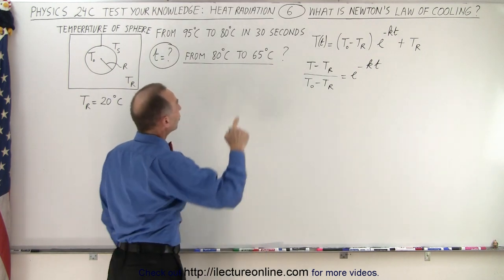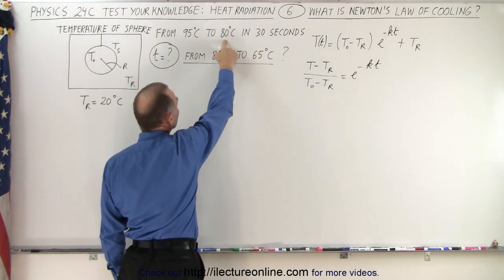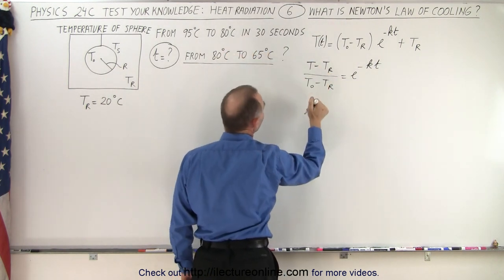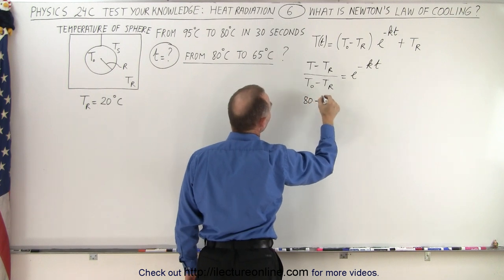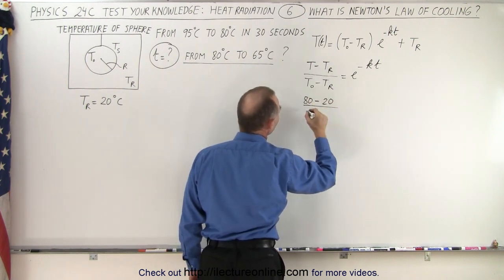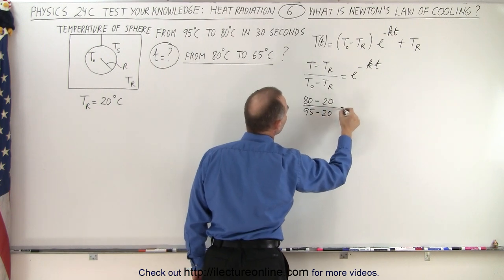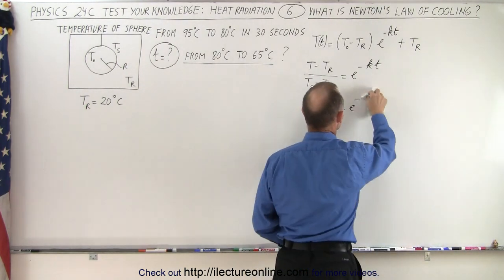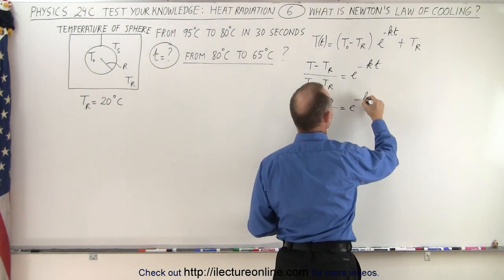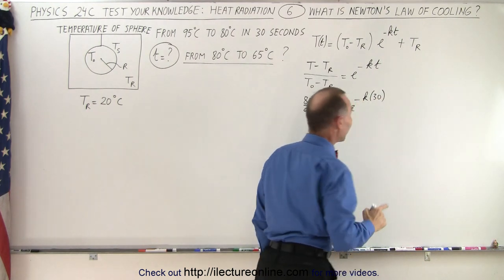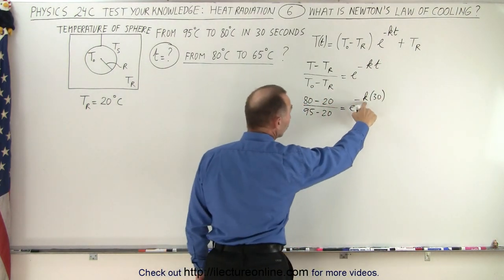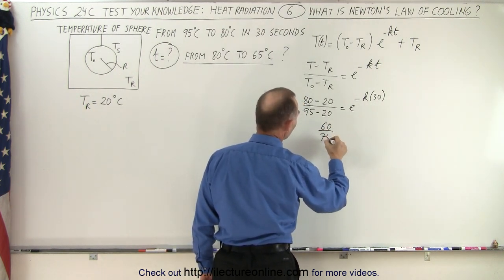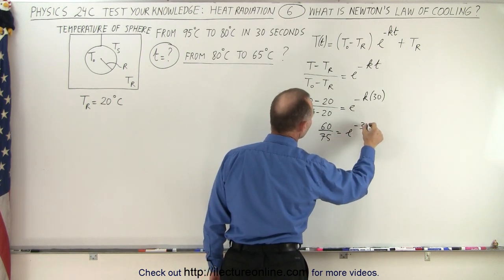After 30 seconds, it went from 95 down to 80. So when we plug in 30 seconds here, T becomes 80. So 80 minus the room temperature, which is 20, divided by 95 minus 20 equals e to the minus k times 30 seconds. From that, we should be able to figure out the cooldown constant. So here we get 60 over 75 is equal to e to the minus 30k.